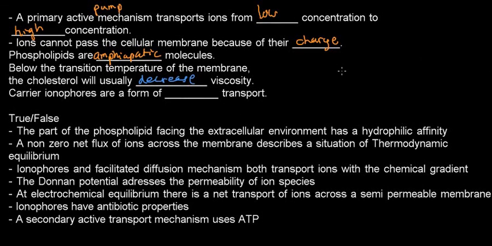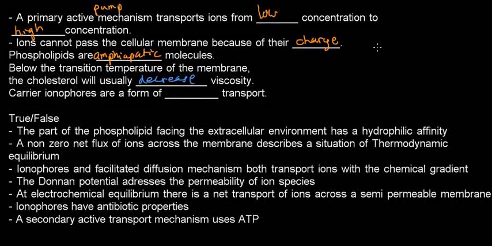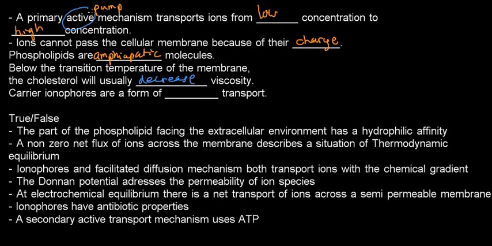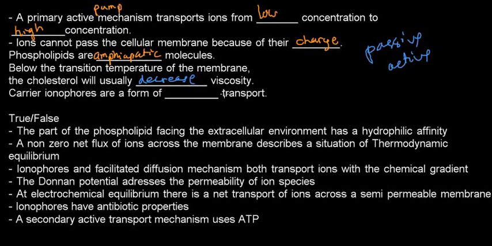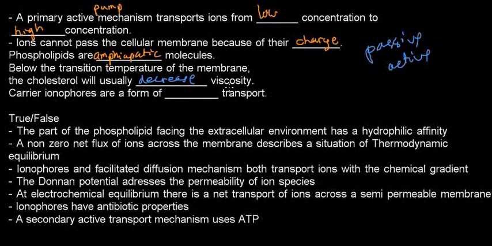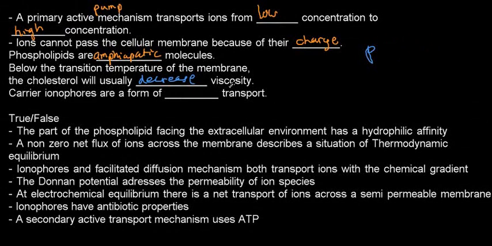Carrier ionophores are a form of something transport. What type of transport do we know? Well, the main two types of transport are either active or non-active, passive. So we have passive and active. And I know that ionophores carry ions from high concentration to low concentration. And even if I only remember that, that would be enough, because high concentration to low concentration is always passive. Very good.